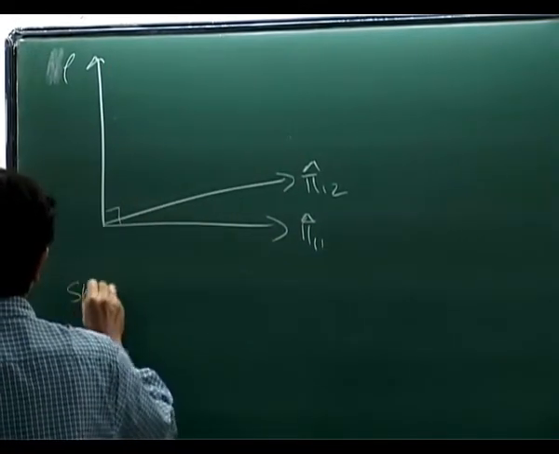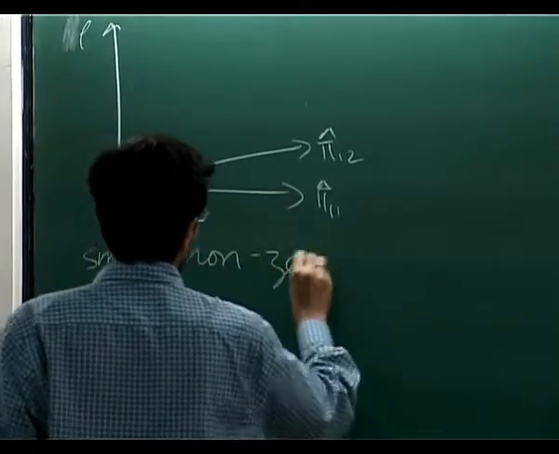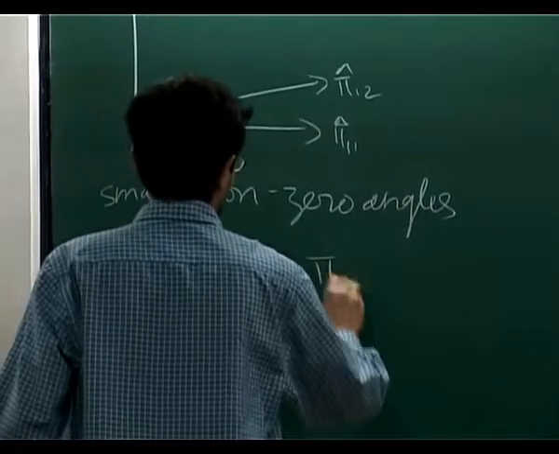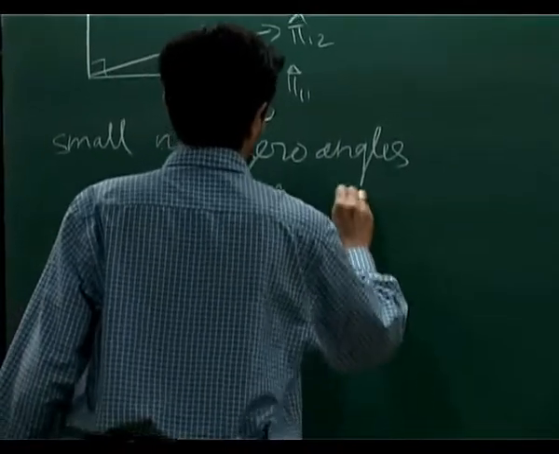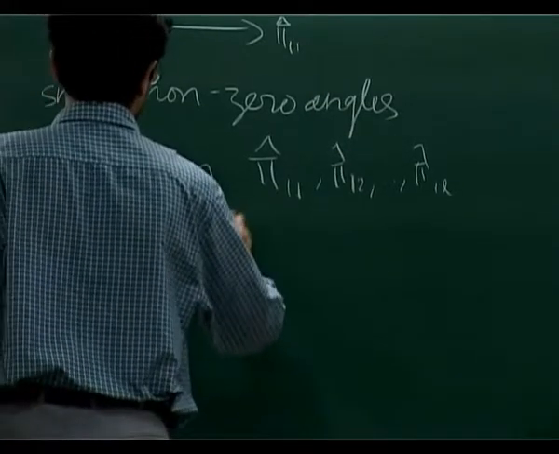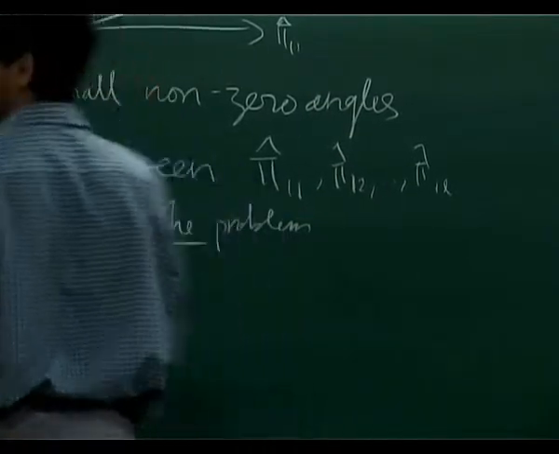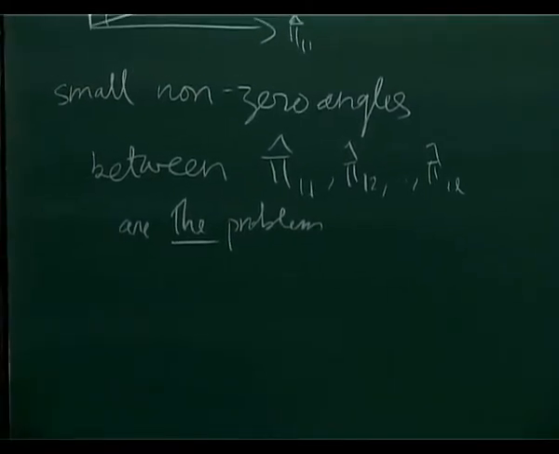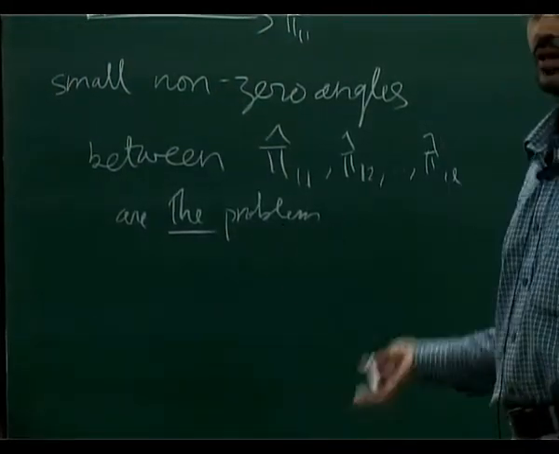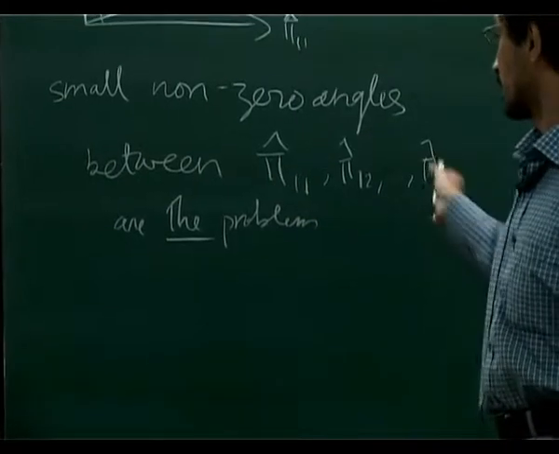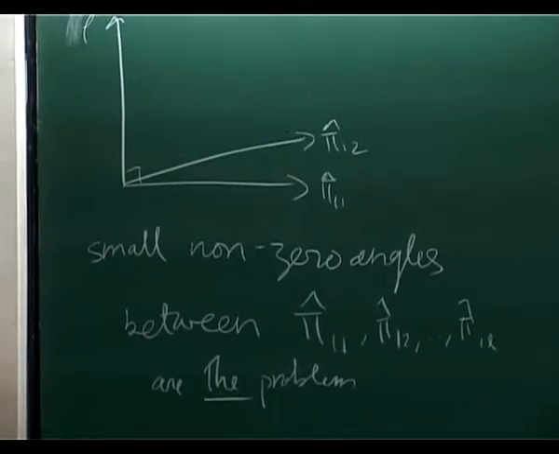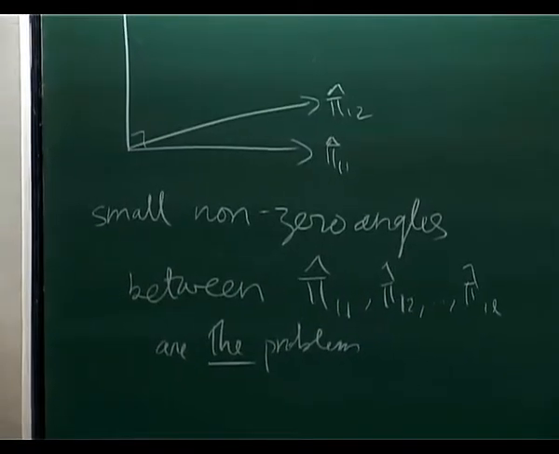So small non-zero angles between them are the problem. Okay. So we have even identified what the geometric problem is. Okay. So, in general, we have no control over what the angles are between these spaces. So what will we do? Okay. So what we'll do is we will further enlarge the Hilbert space. So this is the solution, okay? So small angles are the problem, so we have to remove the small angles.